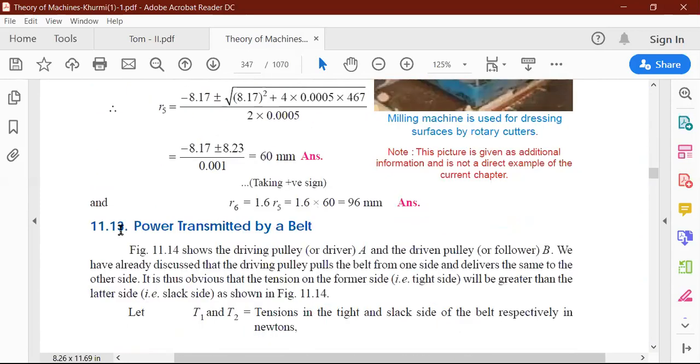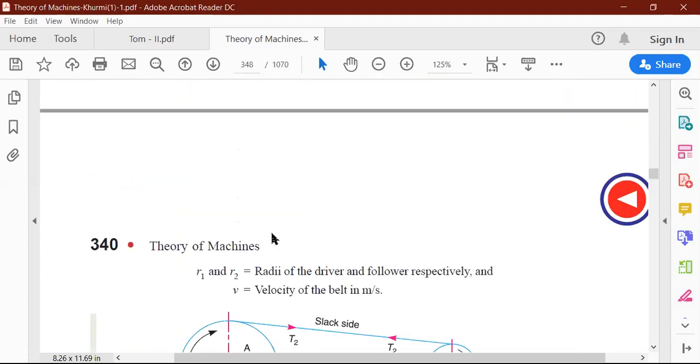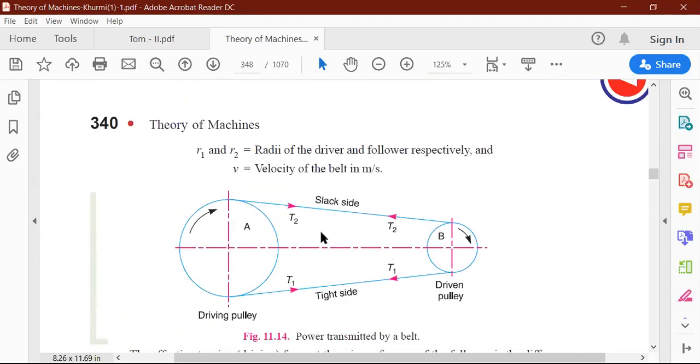Okay, so in the next lecture, we will discuss the power transmission by belt and the numerical on this topic. Okay, see you later.